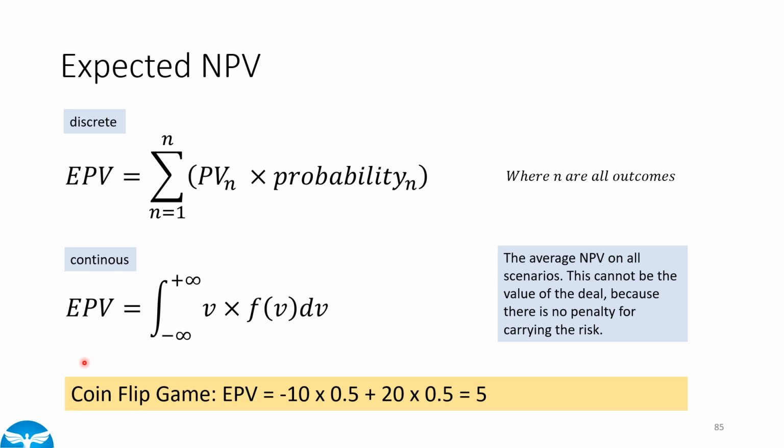Okay, so in the coin flip game, the expected present value, or the earnings, this is a discrete case, so it's one scenario, which is minus 10, that you lose 10, right, times the probability 0.5, plus the other scenario that can happen, that you gain 20, times the probability of 0.5. So if you do this arithmetic, it's $5. So you have a positive expected present value of 5.